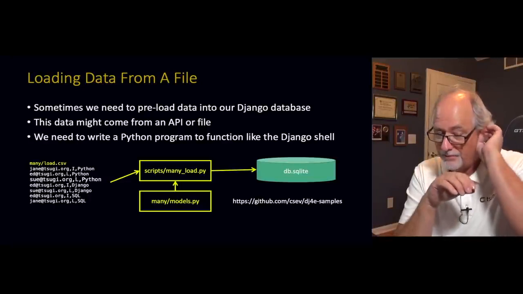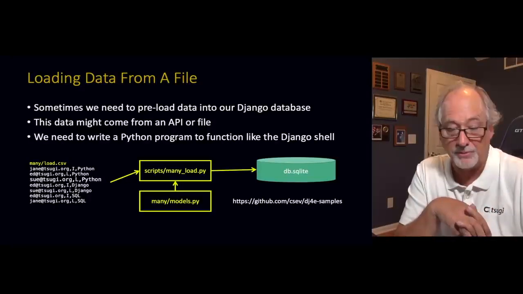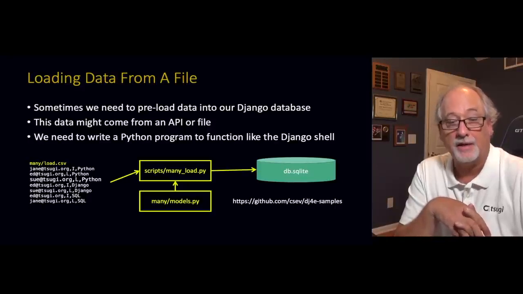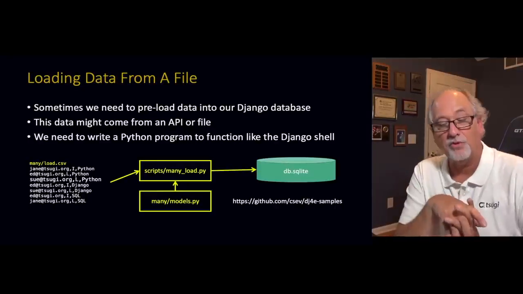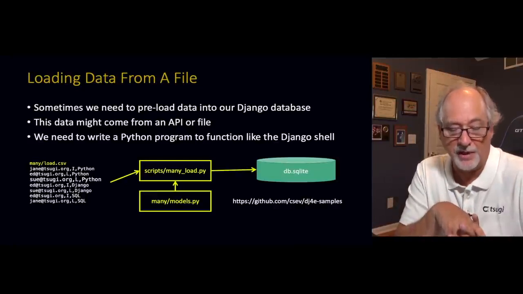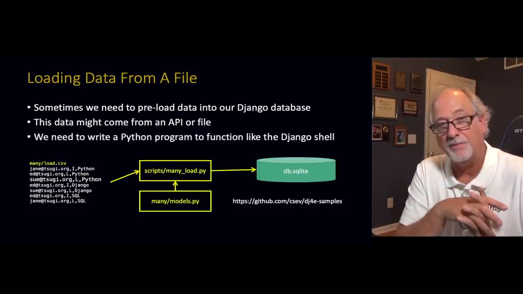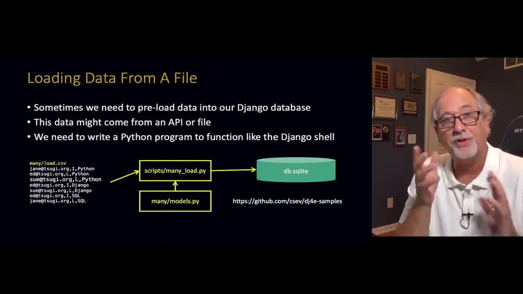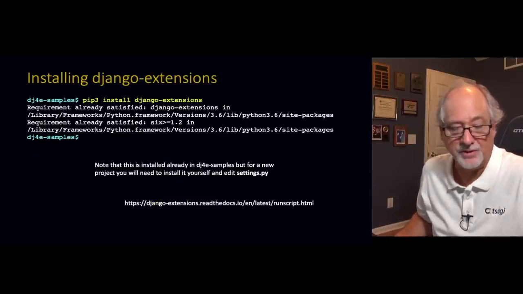Because when you're making a many-to-many, you've got to put both sides in and then connect it together. And so the code will be in DJ Free Samples scripts manyload.py. That's the code to load it, to read this file, and then create it, put it into DB-SQLite, informed by the data model in the many-to-many example that I gave you with the course stuff. Okay, so that's what this is.